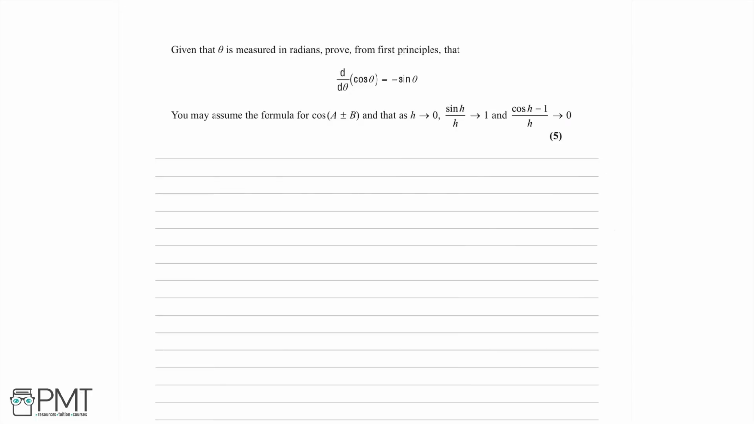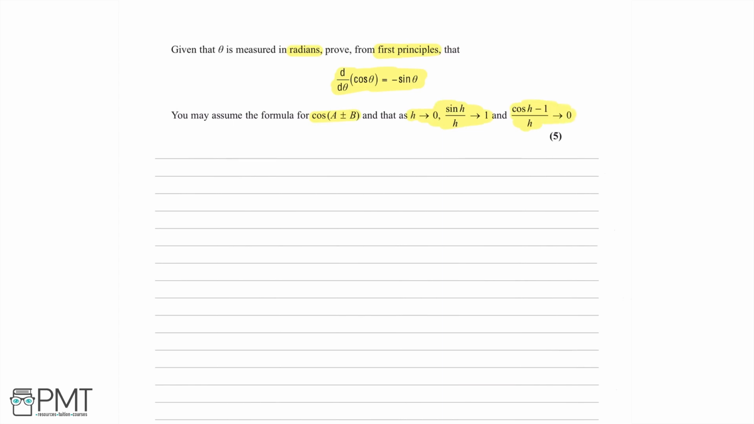So this question is about differentiating from first principles. Let's read and see what's going on. Given that theta is measured in radians, prove from first principles, so differentiating first principles, the derivative of cos theta is minus sine theta. And we're allowed to use the cos compound angle formula, as well as these two limits which may come into use later.